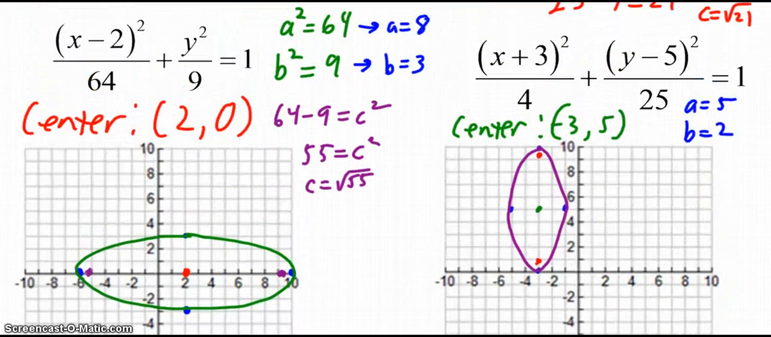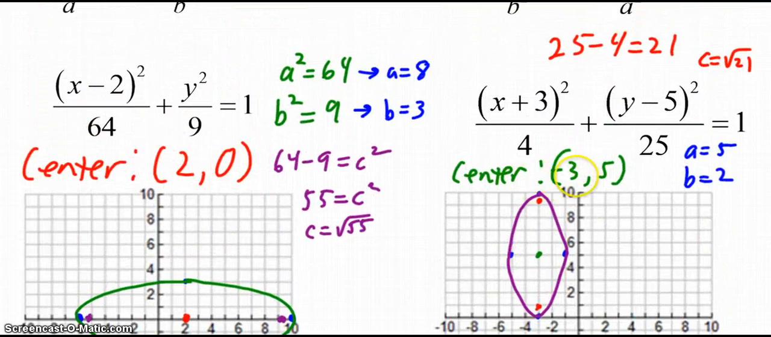Good question. So, we have a center of negative 3, 5, because I have x plus 3, so the center is negative 3, y minus 5, so the center is plus 5. Underneath the x's, I have 4, so that means b is 2, because the square root of 4 is 2. Underneath the y's, I have 25, so a is 5, because the square root of 25 is 5.